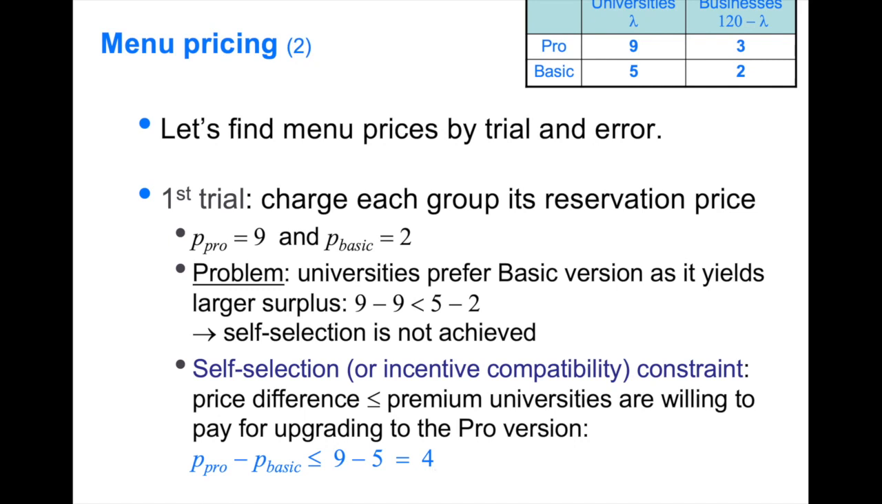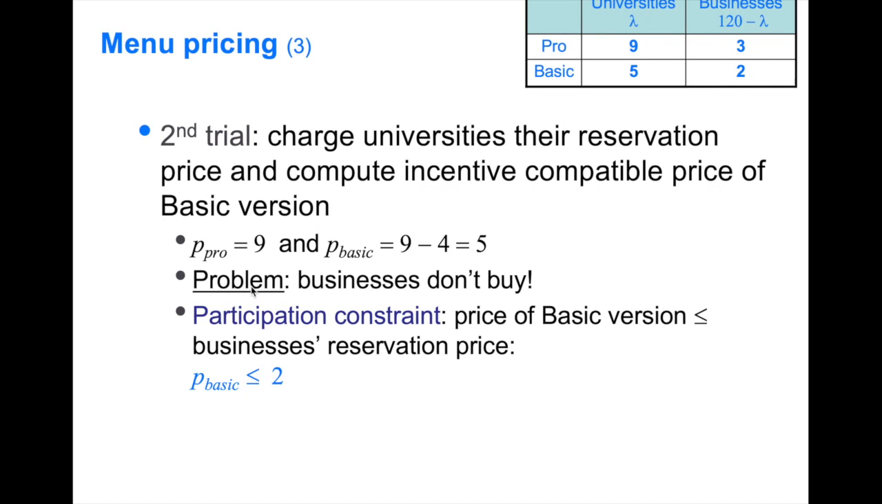Now, let's make a second trial. Based on that, what is the next logical step for a seller that is greedy? Well, let's keep the price of the pro version at 9 and set the price of the basic version to 5, so that we respect this constraint. This is what we propose here.